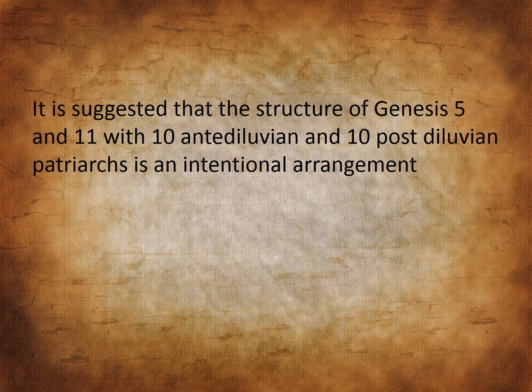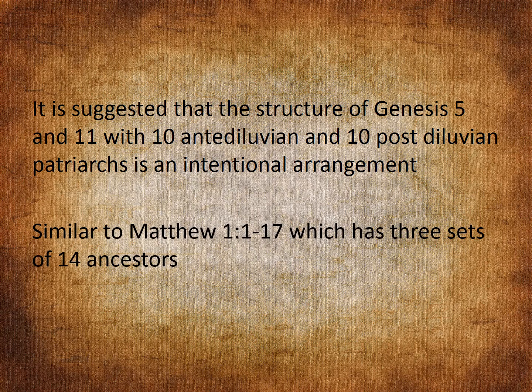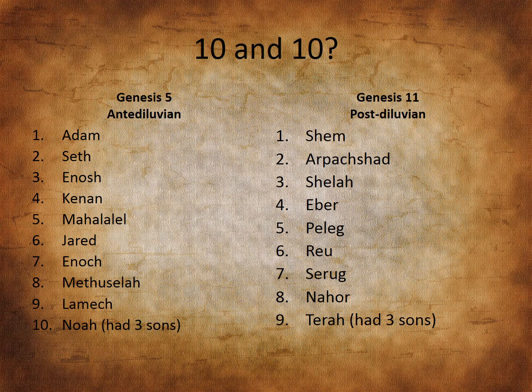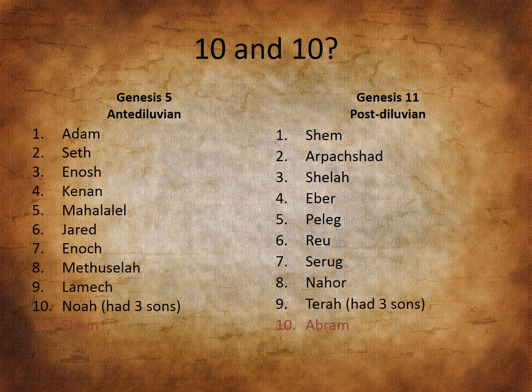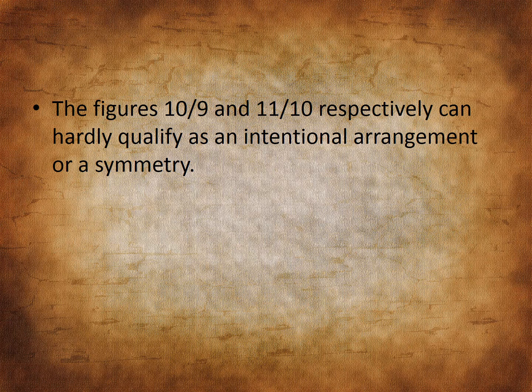It is suggested that the structure of Genesis 5 and 11, with 10 antediluvian and 10 postdiluvian patriarchs, is an intentional arrangement, similar to Matthew 1:1-17, which has 3 sets of 14 ancestors. Just by counting the names before and after the flood, we can quickly see that one has 10 and the other has only 9. Some argue that Abram, one of Terah's 3 sons, should be counted as the 10th generation after the flood, but to be consistent, then Shem, one of Noah's 3 sons, should be counted on the other side. The figures 10 and 9, and 11 and 10 respectively, can hardly qualify as an intentional arrangement or a symmetry.